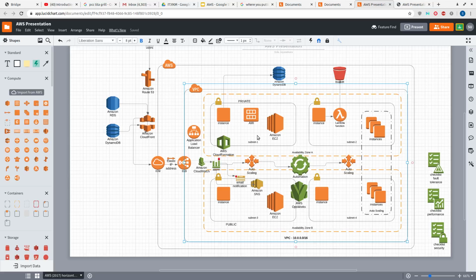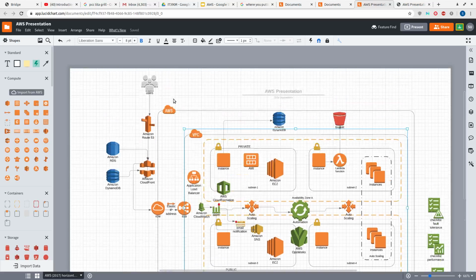And when we look at this private network, we have the same. We have Amazon EC2, same with the public. We have one instance, and a different instance. So we start with these.